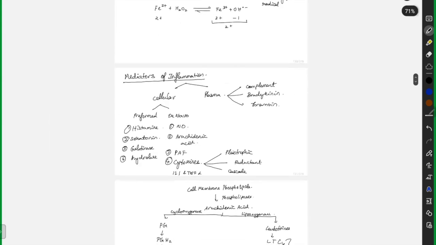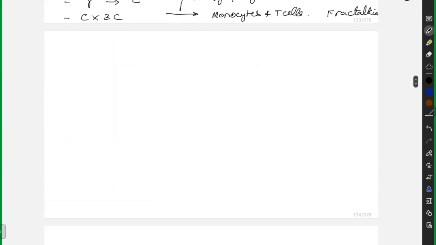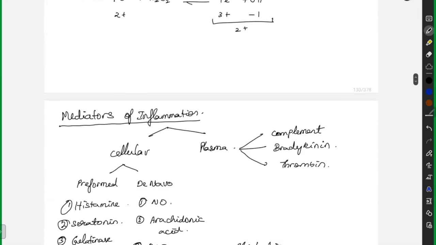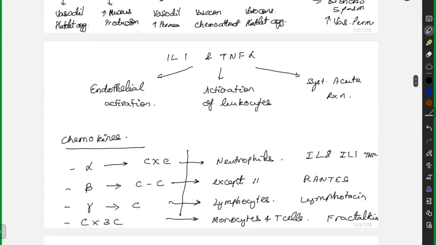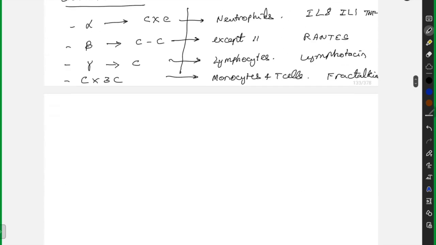So now we have completed some important points regarding the chemokine, and now moving on towards the plasma mediators. We have completed all the cellular mediators of inflammation. Now we are moving towards the plasma mediators of inflammation. In plasma mediators, remember you have three systems: complement, bradykinin, and the third one? Come on. Complement, bradykinin, yes, thrombin or the clotting mechanism.